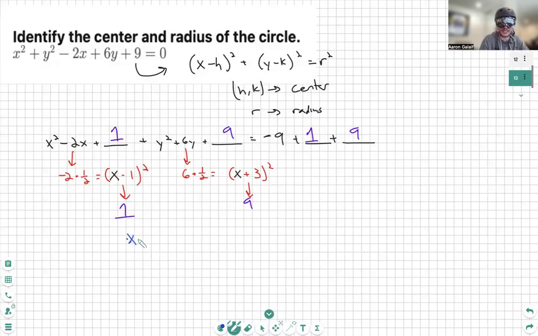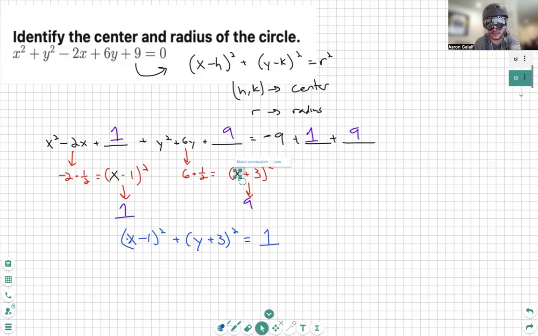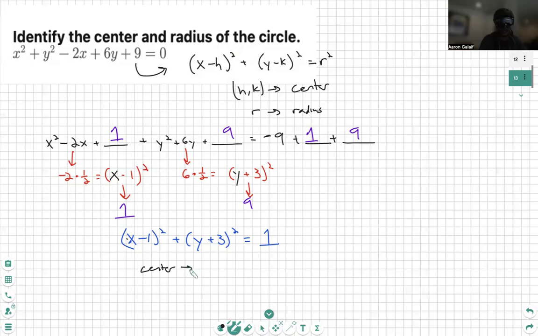And my answer is (x - 1)² plus, oh, this should be a y. (y + 3)² equals negative 9 plus 9 is 0, plus 1. So let's make sure this is not an x, because that is a y. So that is my little shortcut that I do. And you can easily see now the center: flip the values on the inside for (h, k), we have (1, -3). The radius is the square root of 1, which is just 1. Perfect. We just found the radius and the center.